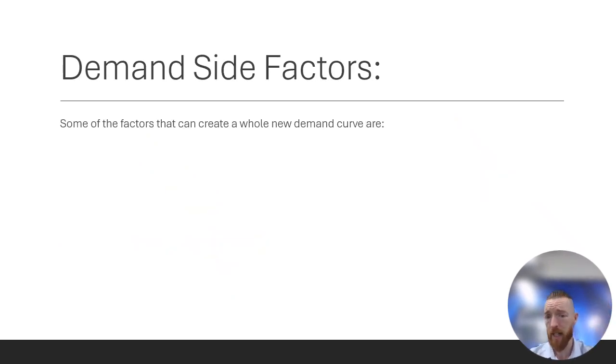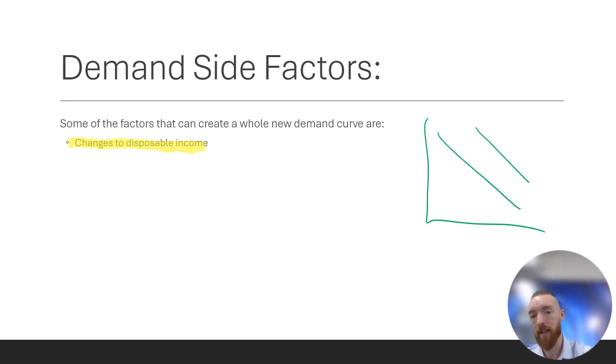Some of the factors that can create a new demand curve can be things like changes in disposable income. So if you suddenly have more money, let's just say recently in the new financial year, there was a tax cut, which meant that on average, I think each pay I'm taking home like an extra $30. That means I've got more disposable income. I might buy more things. If people have an increased disposable income, that means they are likely to demand more of things at the same price because now they've got more money.